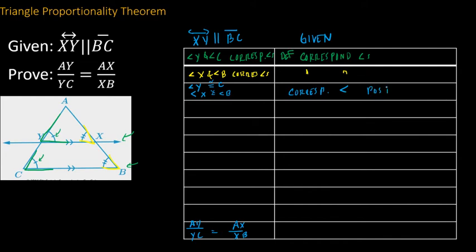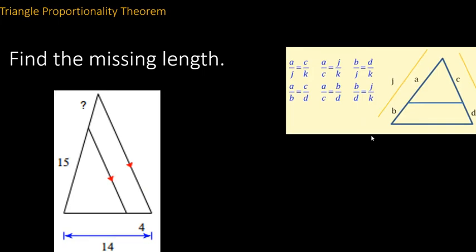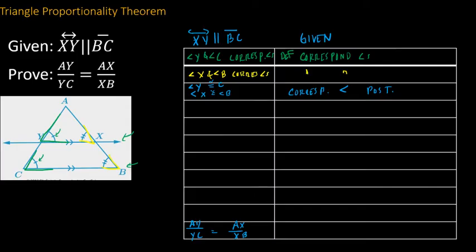angle postulate, which tells me that if I've got these two parallel lines cut by a transversal, then the corresponding angles that result are congruent. So again, this postulate is just telling me that given this situation, I've got these parallel lines cut by a transversal, my corresponding angles are congruent. Again, that's by the corresponding angle postulate.